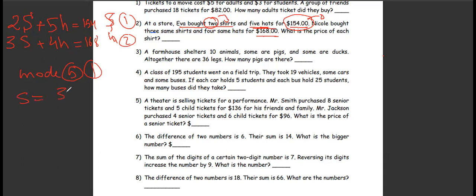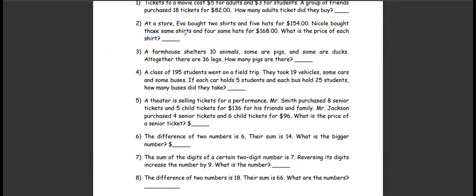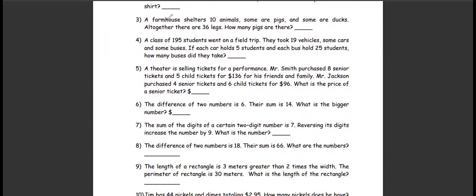The first value is going to be 32, and the second value, which is the hat, is going to be 18. So the price for the shirt is $32, and the price for each hat is $18. Make sure that the shirt is under the shirt, the hat under the hat, and the number under the number, in order to make the calculator work in the right way. So this is the second one. Let's move forward to the third one. A farmhouse shelter has 10 animals.